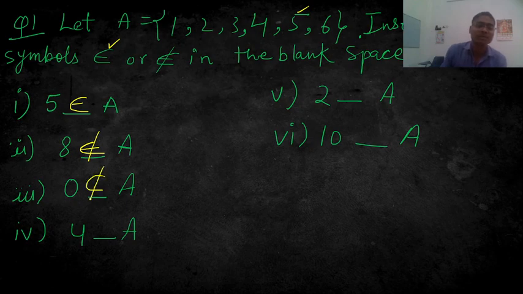And for 0 here, you put does not belong to. Okay, you go here and you find 4, so you put a belongs to sign here. Then you go and find 2, so you put a belongs to sign here. And you come here and 10 is not present here, so you just put does not belong to here.